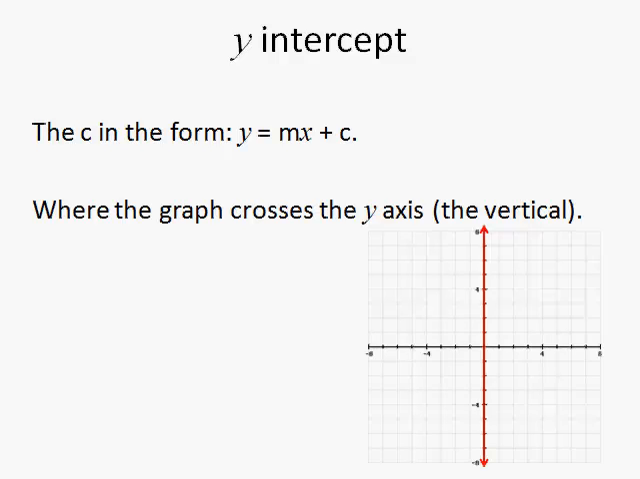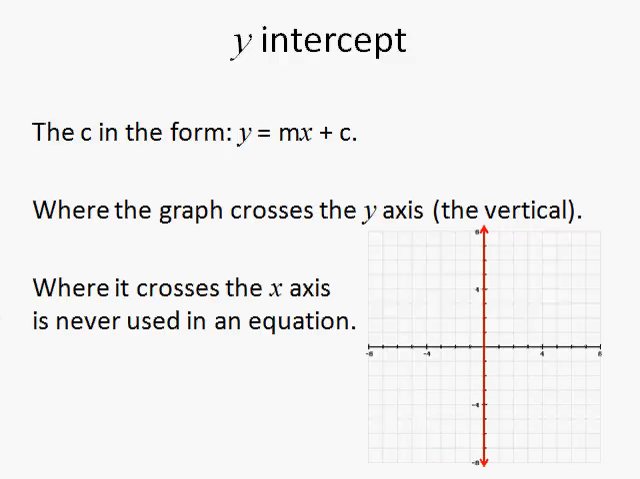The y-intercept, which is the c in our equation, is where the graph crosses the y-axis, which is the vertical one, the upright one. So in this case, this graph has a y-intercept of 4, and this graph has a y-intercept of -3. We don't ever worry about where it crosses the x-axis. That's never important.